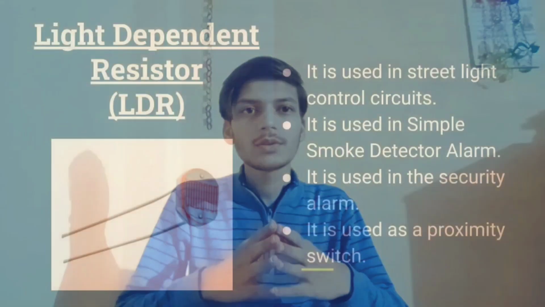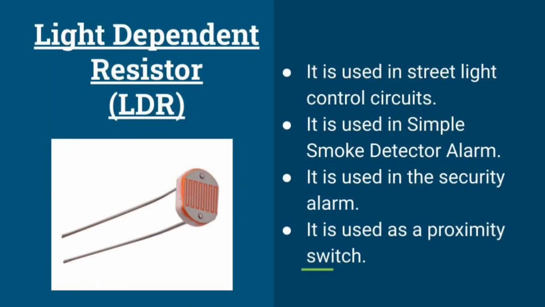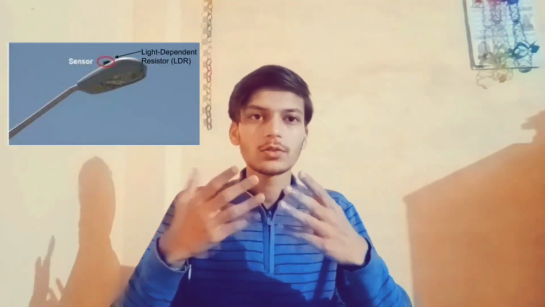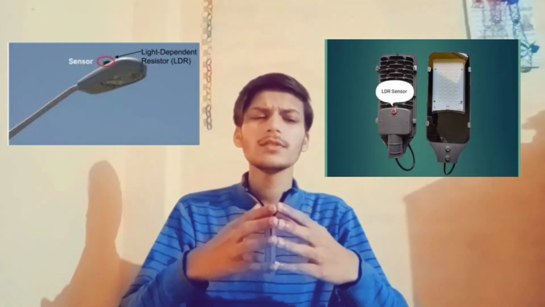So you must be thinking where this can be used. It is used in many places. You must have noticed this in street lights, which glow only when it's night. It is also used in simple smoke detectors. Like in your home, you have seen that there are fire detection alarms. They sense the smoke, so an LDR is also used there, and it is also used in security alarms. It is used in proximity switches as well, right?